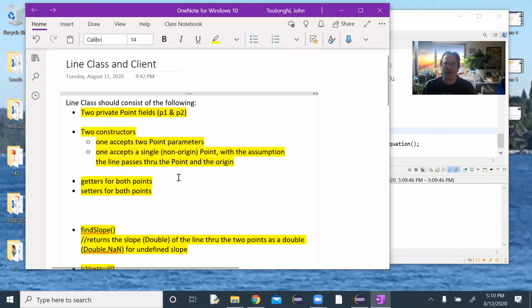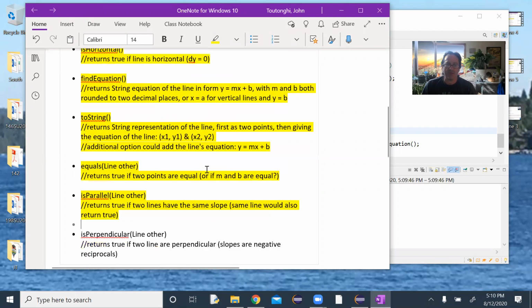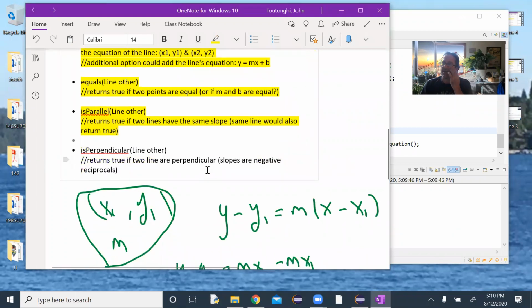Okay, we continue our line class. It's been a long one, so hopefully you're sticking with it. We have one more method left, is perpendicular. I wanted to do maybe some finishing touches up here, but I think I'll just do the is perpendicular and call it.